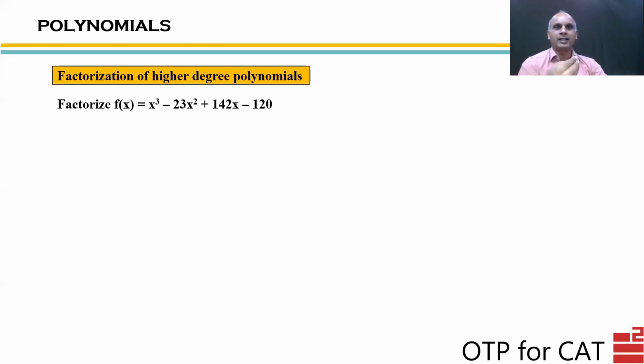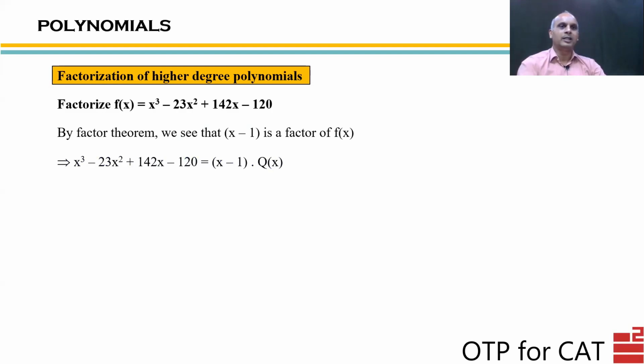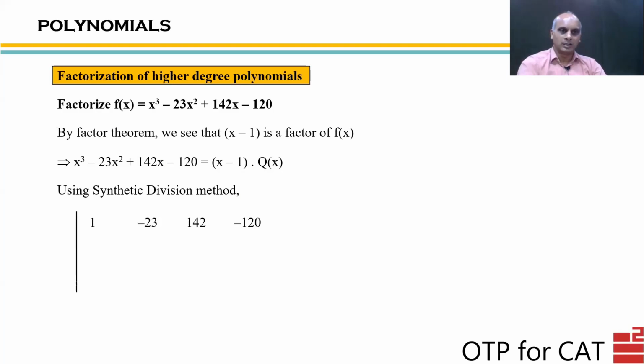So by hit and trial, we realize that when you put x as 1 in the given function, the function's value becomes 0. And so by factor theorem, I can say that x minus 1 is a factor of f(x). And therefore, I can say this dividend is equal to (x minus 1) into q(x). Obviously, there will be no remainder. Now, to find q(x), that is the quotient, I'll have to do division of the given polynomial by x minus 1. And I can use the synthetic division method.